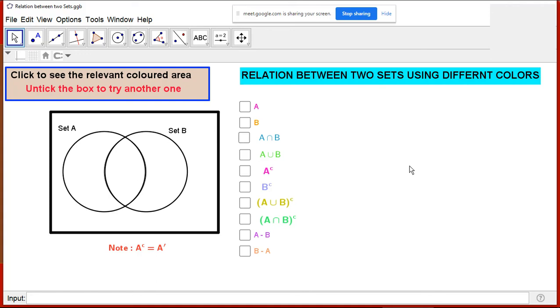Once more I will show you. This is B minus A. This is A minus B. This is A intersection B complement. This is A union B complement. This is B complement. This is A complement. This is A union B. This is A intersection B. This is set B, and this is set A. I believe you all have a clear understanding about the relations.